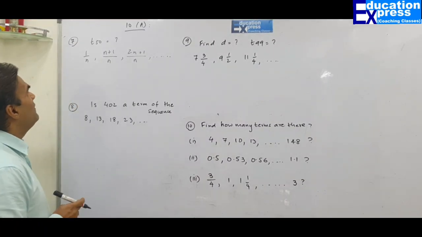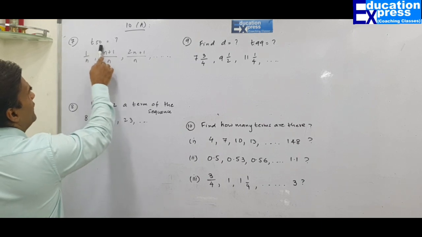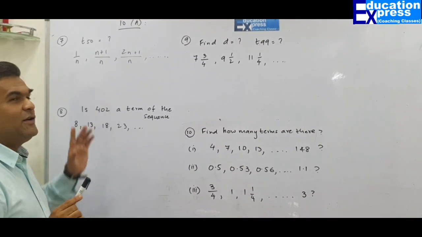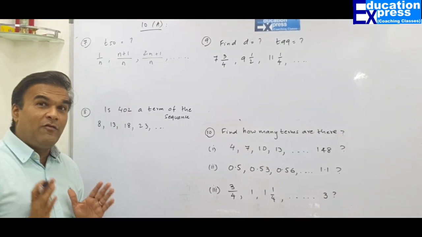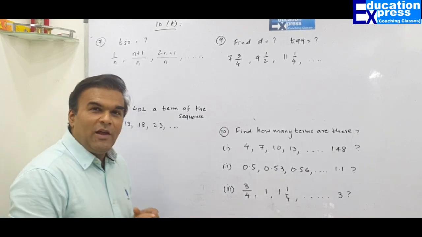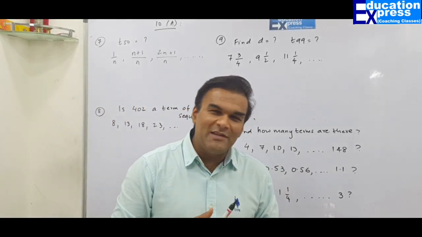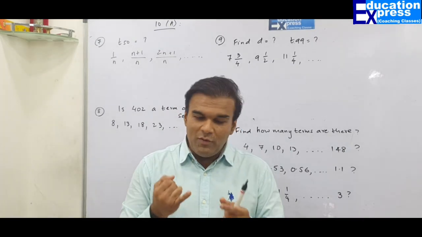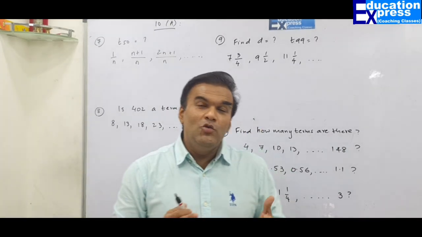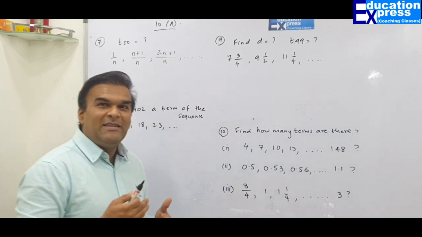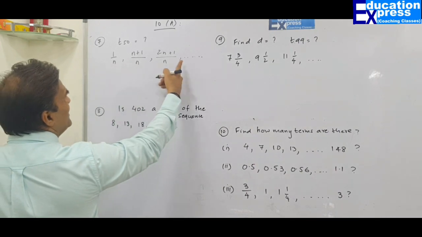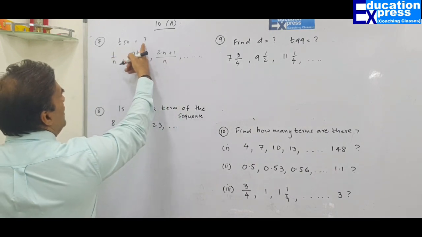Question number 7. We have to find the 50th term. As I told you, do not get scared looking at the appearance. Keep in your mind a faith that yes, I know how to find A and how to find D. There are only 3 parameters to find the whole sum. You must know A, you must know D, and you must know N. If these things are known to us, you can find out any term in the simplest way. So as the first term is known to us, this is a series in AP. We have to find the 50th term.